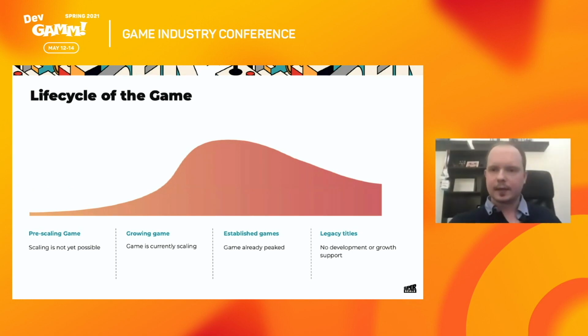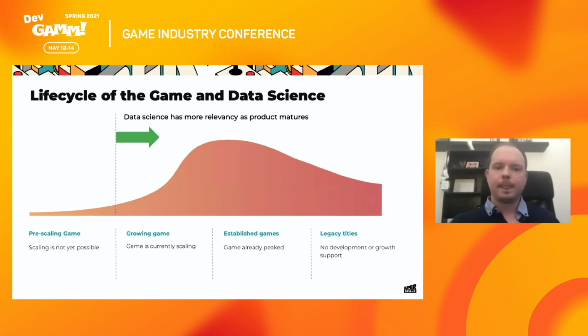So what about the data science? What is the role of data science in this lifecycle of the game? Really the relevancy increases as the product matures, because there is more data, and you get more complex games, because as they develop, of course, many other game modes and characters are added. So as you have more data, you can really leverage it. From the start, you can do something, but it's much more limited in scale.